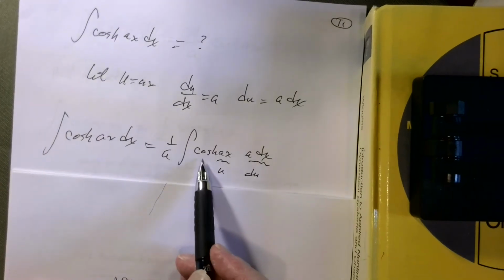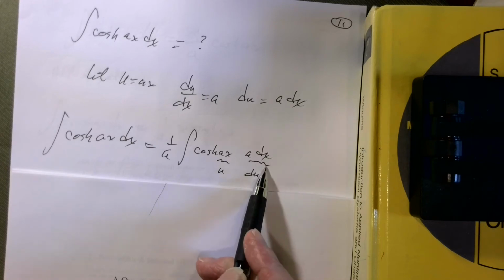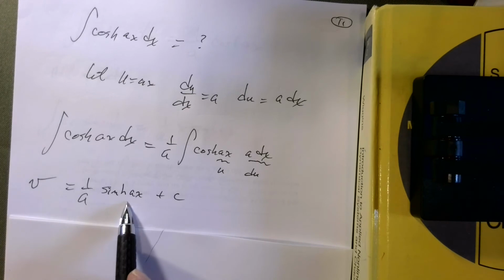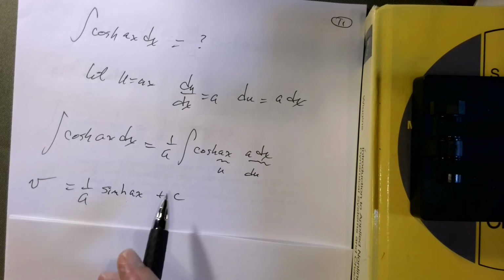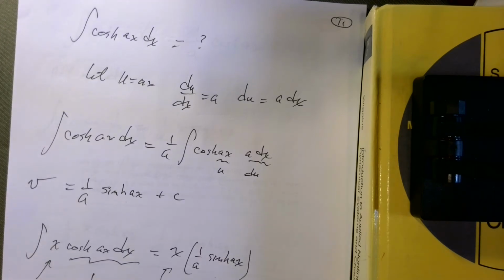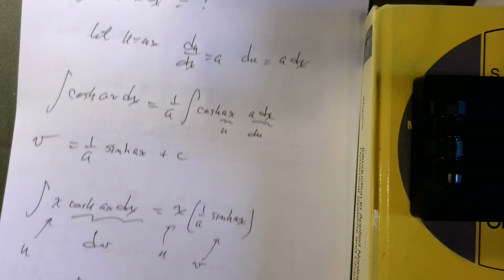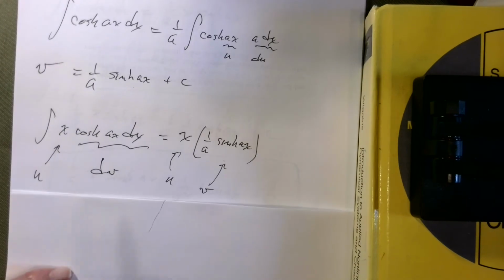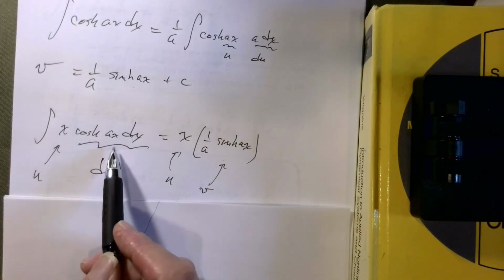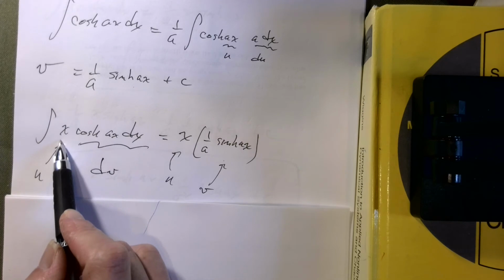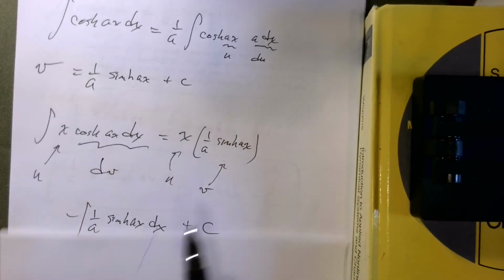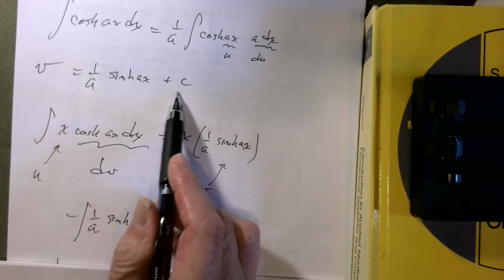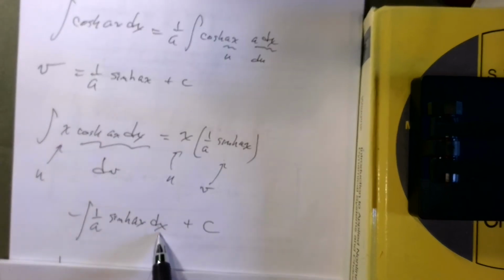So now you've got your hyperbolic cosh of u du. And if you just go to your reference, that turns out to be the hyperbolic sine, not the minus, and then plus an arbitrary constant. So now we ask ourselves the question, are we in better shape than what we started with? Okay, so this was my u, this is my dv. So we're going to have u times v minus the integral of v, which is this guy, and du is dx.